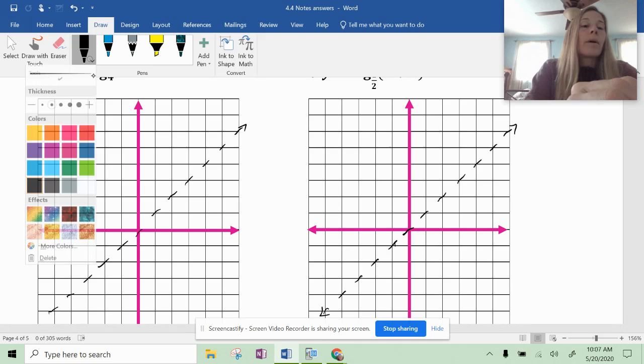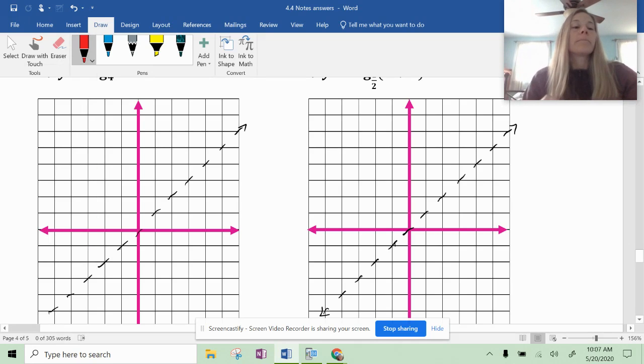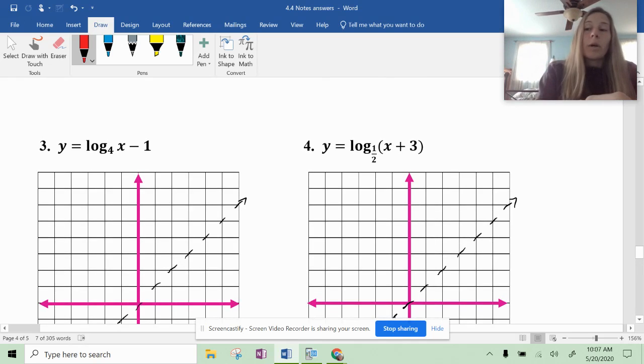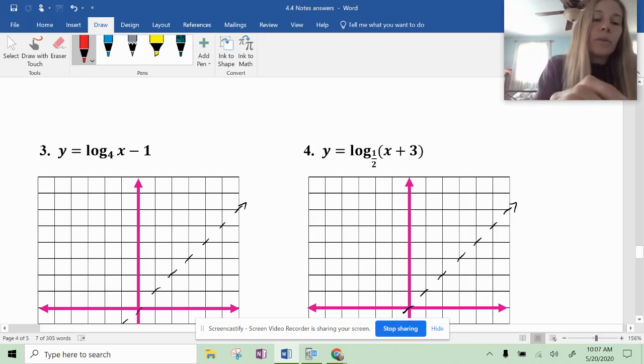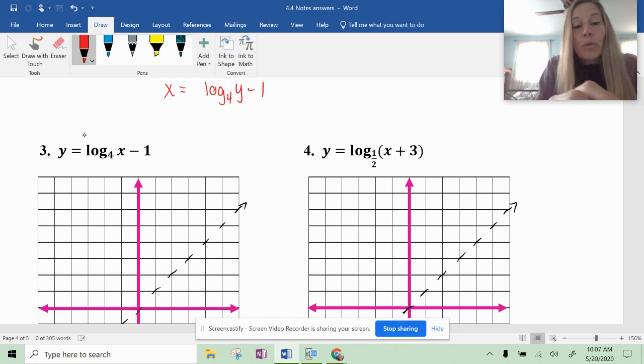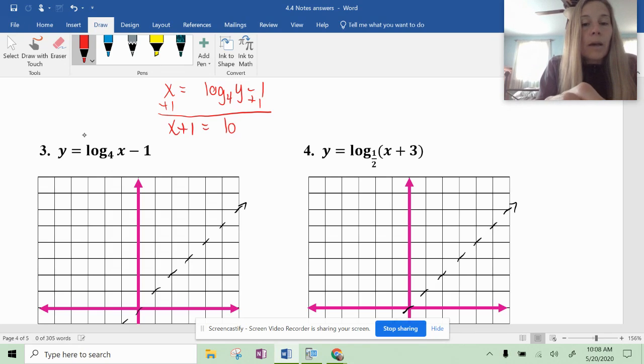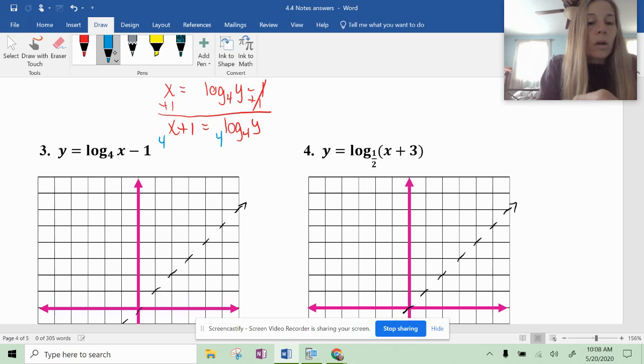Okay, so now we're going to start out by finding the inverse function here. So for number 3, first thing I'm going to do is switch my x and my y. Now, in order to get the y by itself, before I get rid of the log, I've got to get rid of this 1 over here. So I'm going to add that 1 to both sides. So I have x plus 1, and on this side I have log base 4 of y. So now I'm going to give both sides a base of 4 so that I can cancel that log out. So my inverse is y equals 4 raised to x plus 1.